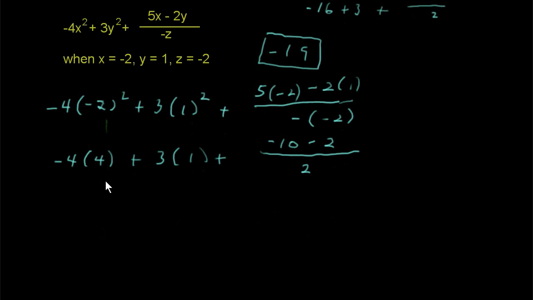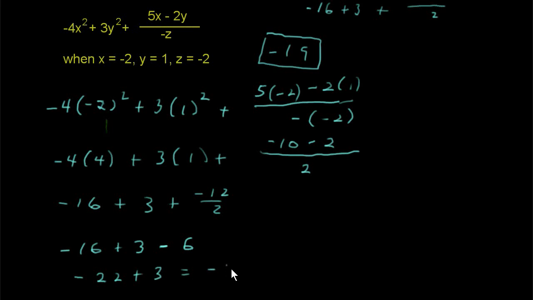Next step, let's do the multiplication here. I get a negative 16 plus 3 times 1 is 3. And then our fraction, I have a negative 12 over 2. That'll be negative 16 plus 3 minus 6, or plus negative 6. Let's see, we have a negative 22 for the negatives and a positive 3. Final answer is negative 19.